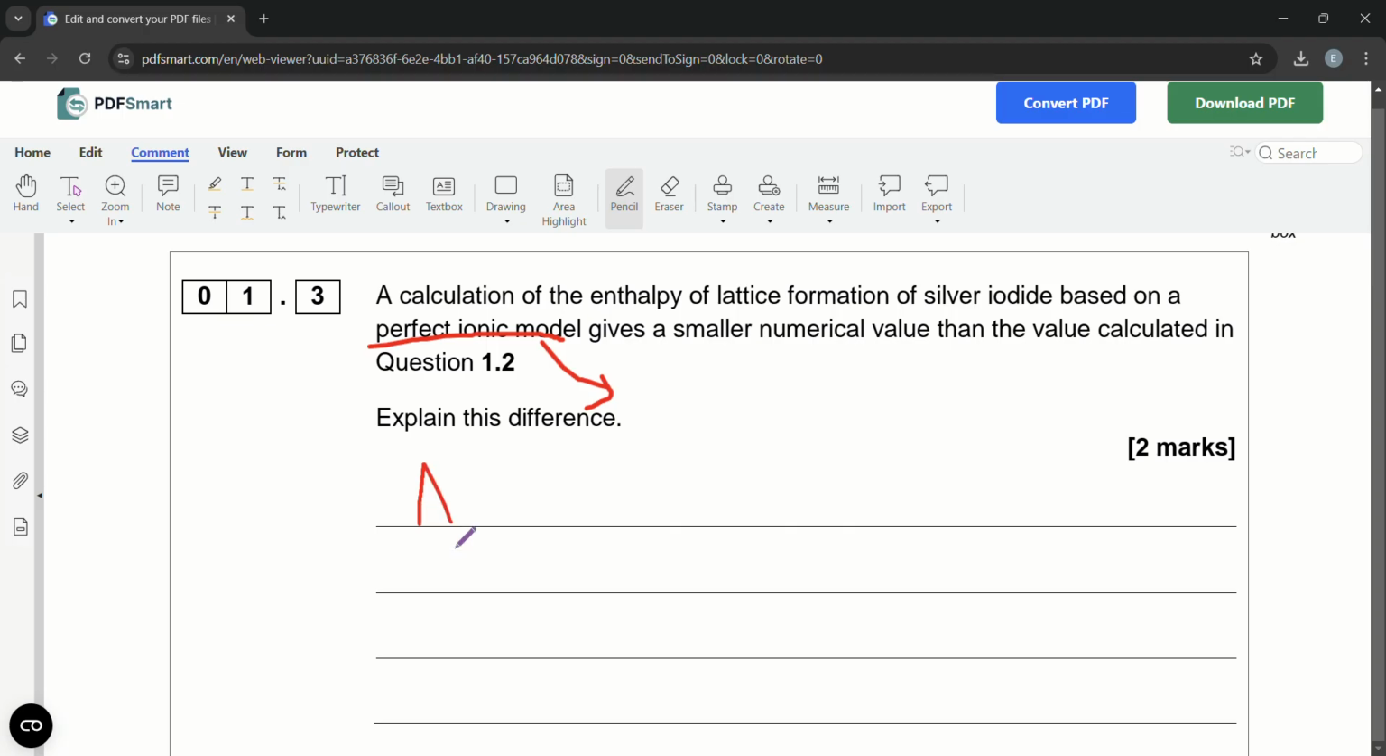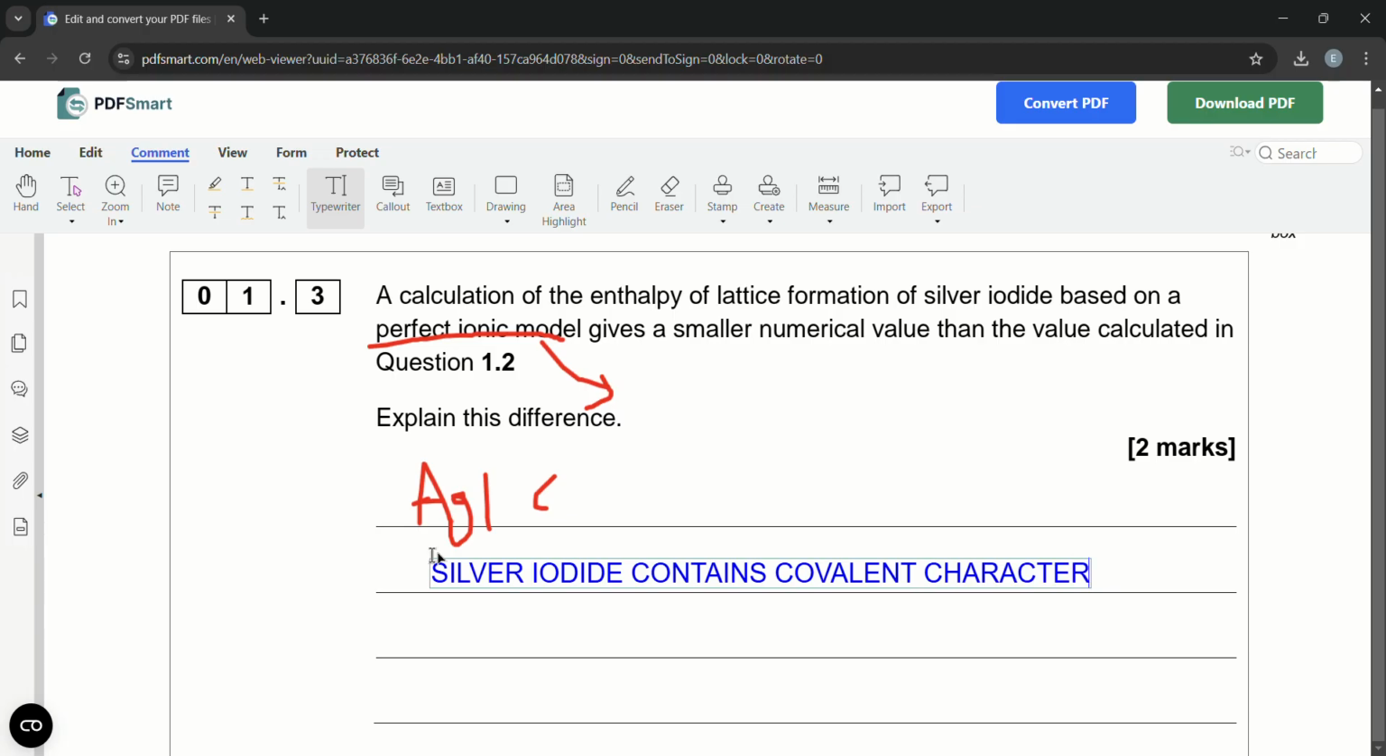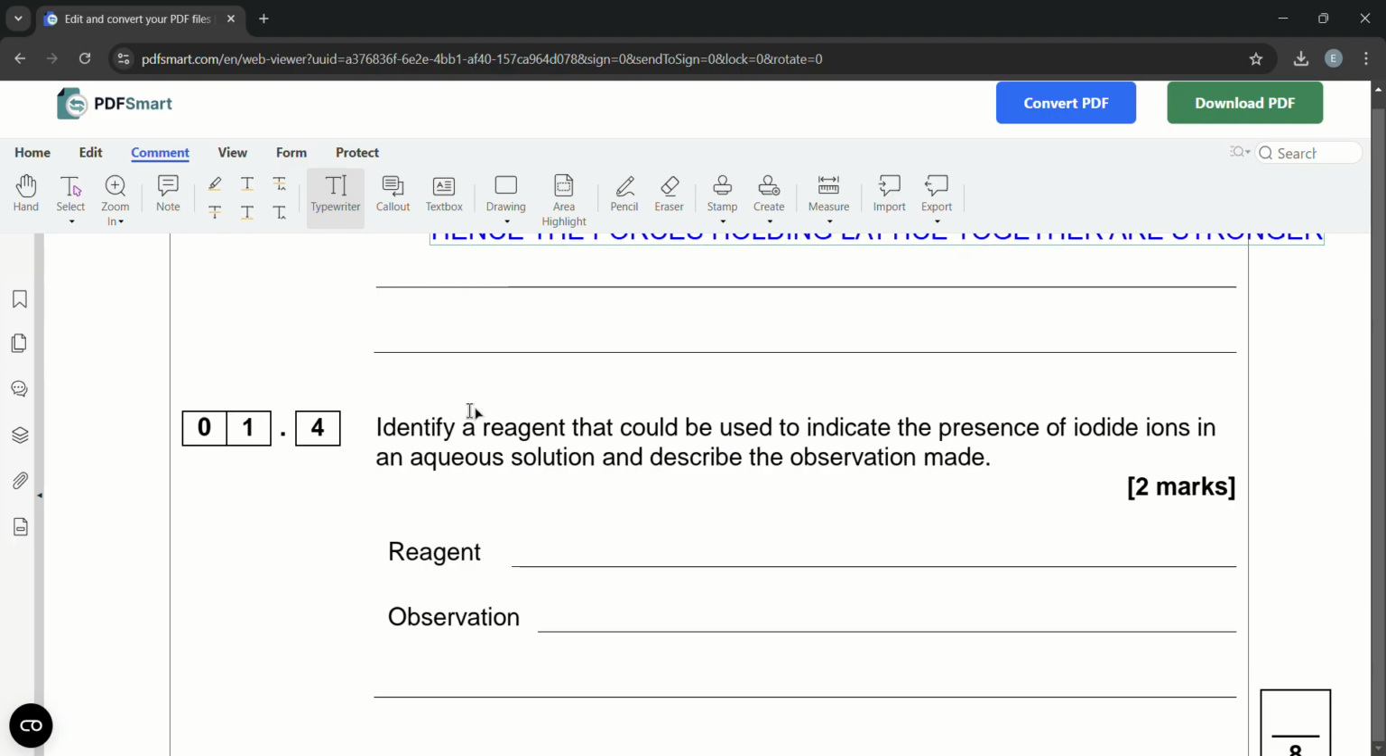Well, it's because the silver iodide contains covalent character. That'll give you 1 mark. Hence, the forces holding the lattice together are stronger. And that's for 2 marks.